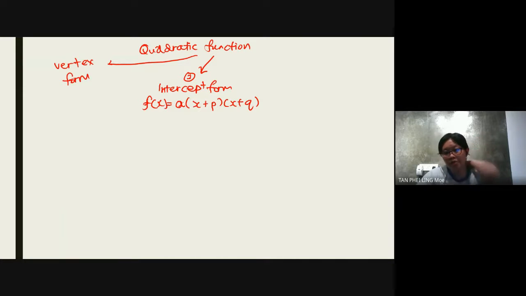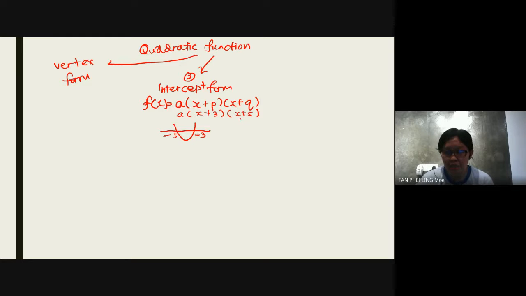Why is it called intercept form? Because straight away from this expression, you can find out the intercept. Now remember when you find out the intercept, you ignore the a. So if this is a u-shaped curve, let's say I have x plus 3 and x plus 5. When you take out, you know that this is negative 3, one intercept, and then negative 5 will be over here. Do you get me? So this is how powerful the intercept form is, which means they straight away give you the x-intercept, the roots.